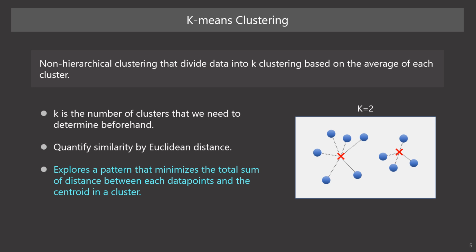K-means clustering explores a pattern that minimizes the total sum of distance between each data point and the centroid in each cluster. Centroid is the center point of the cluster, defined as the average of each data point's coordinates.